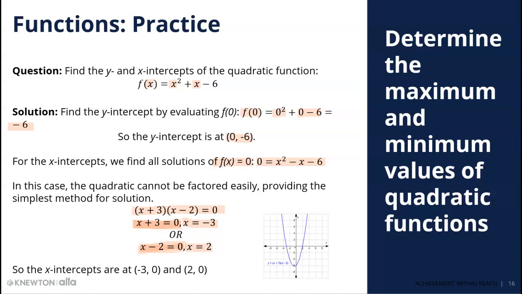So these are the intercepts: x equals negative 3 and x equals 2. And that is the ordered pair for the x-intercept. That is the ordered pairs (negative 3, 0) and (2, 0).